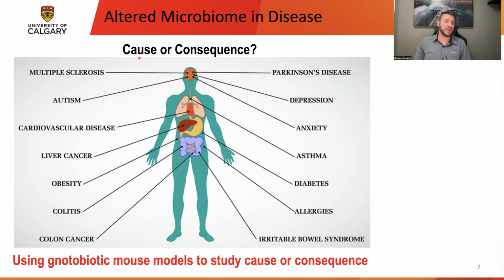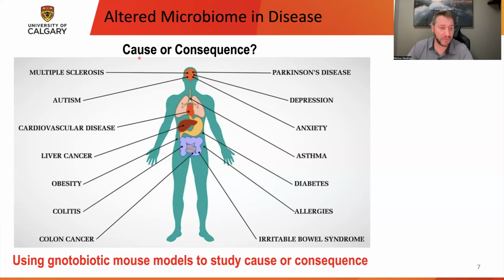Now, the question is: is this cause or consequence? What I mean by that is, is the disease caused by the change in the microbiome? Is the microbiome changing first and then causing disease? Or is the change in the microbiome a consequence of the disease? Do you just change the microbiome because a diabetic person has a different niche or environment?